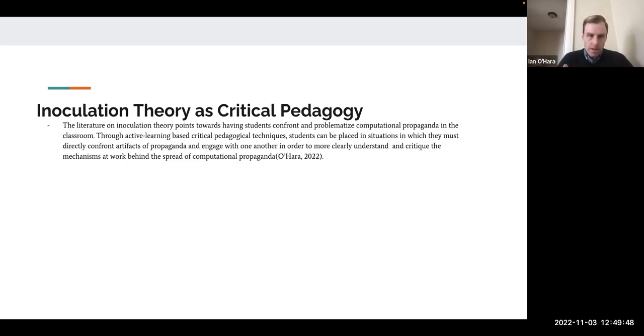So students can work in active learning-based situations and groups and be involved in critical discussion of this piece of content that's been pre-generated by the instructor, in order for them to put in place in their own minds a critical epistemic disposition when they are confronted with new pieces of information in a digital social space. So we want to make sure that this piece of propaganda comes from a social media space or a space where they're not traditionally information seeking for academic purposes. So they must directly confront these artifacts of propaganda and engage with one another in order to more clearly understand and critique the mechanisms behind how computational propaganda spreads throughout an information system.